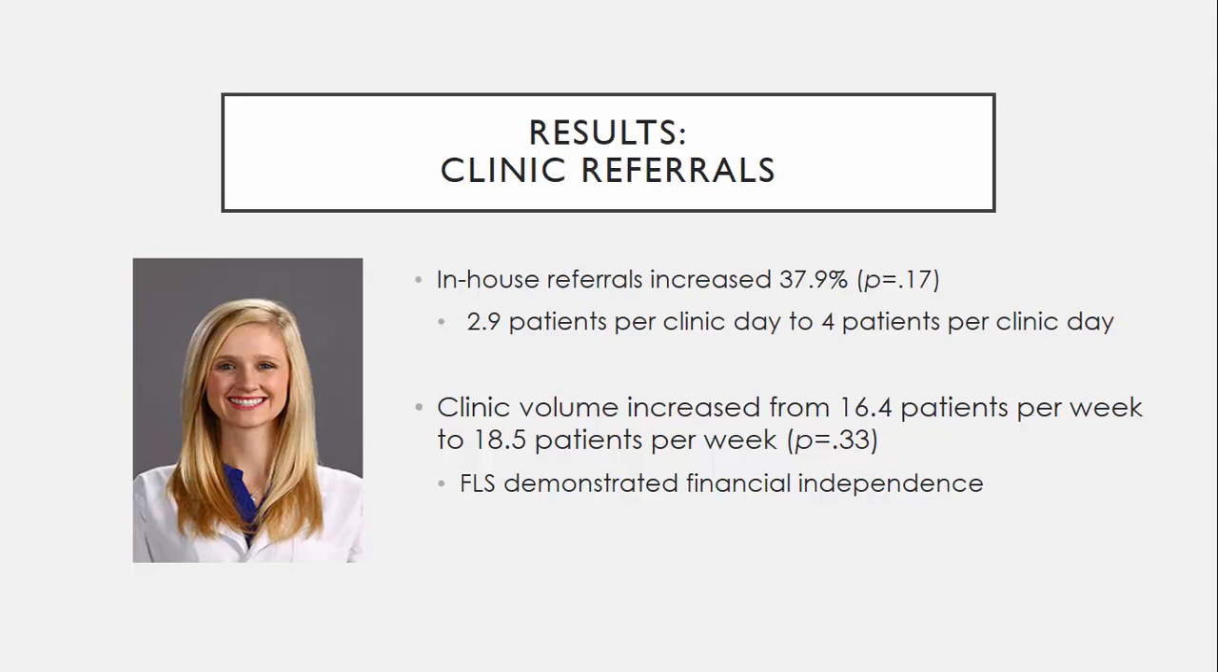But again, our p-value is still pretty high, so we can't say that this is truly a significant finding because of our low sample size, but we are seeing an increase, which is supported in the literature. Clinic volume increased from 16.4 patients per week to 18.5 patients per week. And again, our p-value is still high, and we can't say it's statistically significant because of our small sample size, but we're trending in the direction that the literature suggests.